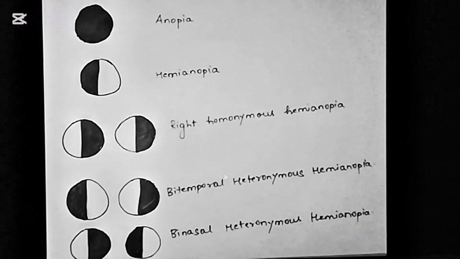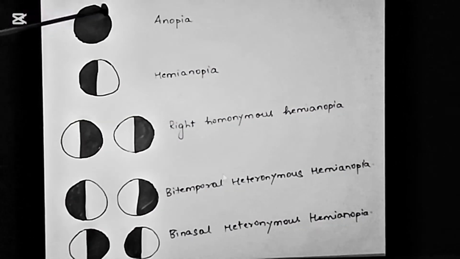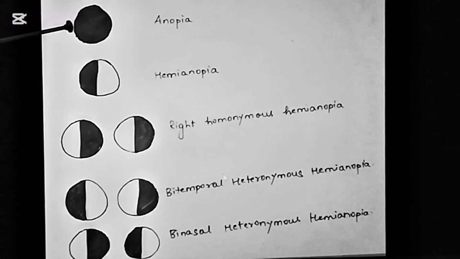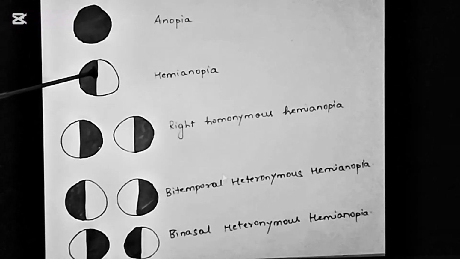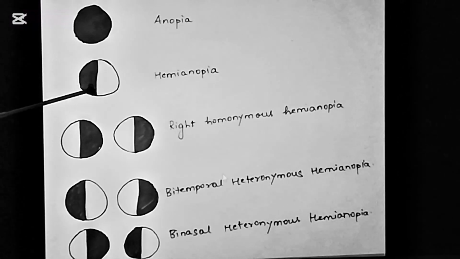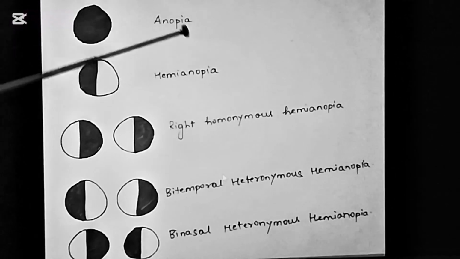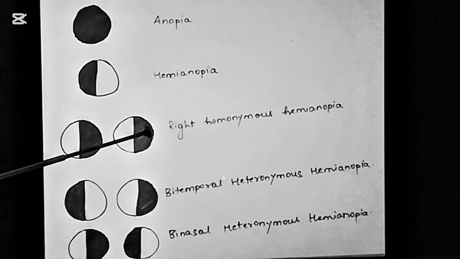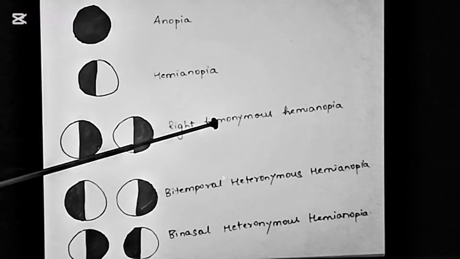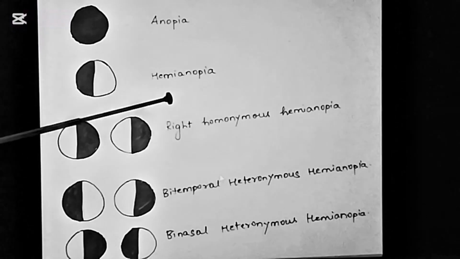Okay, this simple picture will help you to learn that if one eye is blind, this blackish brownish complete loss of vision is labeled as anopia. If this is one eye and you get half loss of your vision or half visual field defect, you call it hemianopia. Now see that the right side of both visual fields is defected. We label it as right homonymous hemianopia. Why homonymous? Because both right sides are involved.